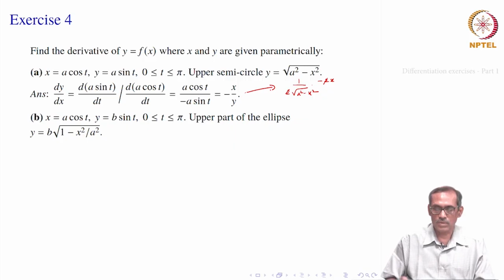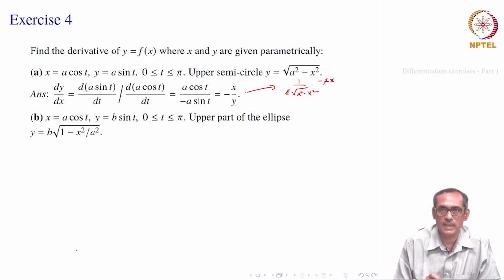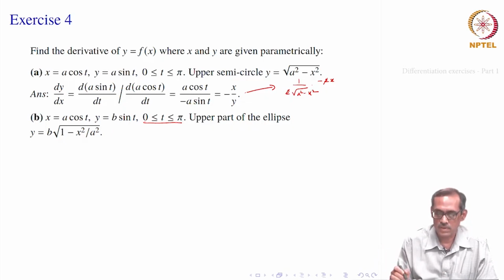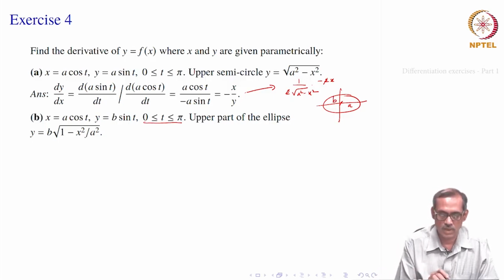Okay. So, we go to the second problem under this fourth problem, where x and y are given parametrically and we want to find dy by dx. So, here the equations are x equal to a cosine t, y equal to b sin t, where t varies from 0 to pi. So, this is an ellipse, the upper part of the ellipse, with a as the semi-minor axis and b as the semi-major axis. So, that is how it looks like.